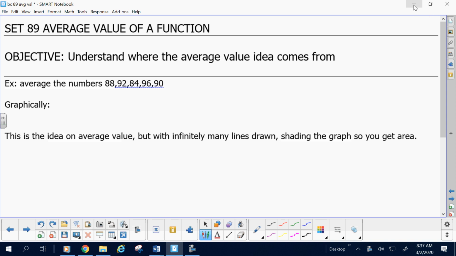Today's big idea is average value. Let's start off with the numerical introduction. If I asked you to average those 5 numbers, what's the average?